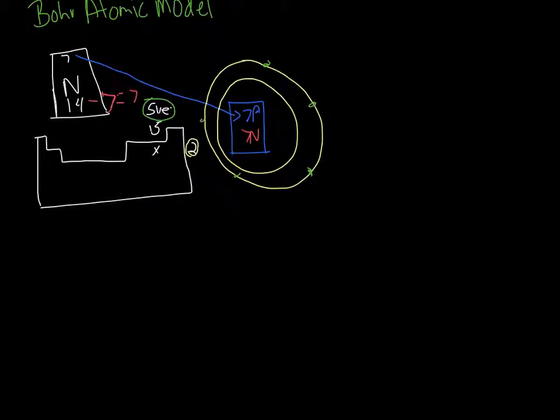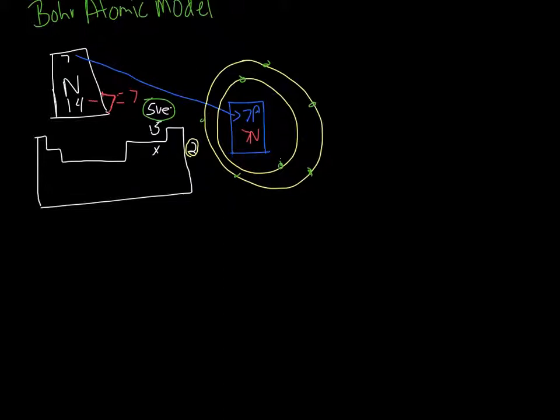Now all we have to do is fill in the first orbital, and the first orbital we know can hold a maximum of 2. So that makes 1, 2, 3, 4, 5, 6, 7. And our protons equal our electrons, so there's 7 and 7.